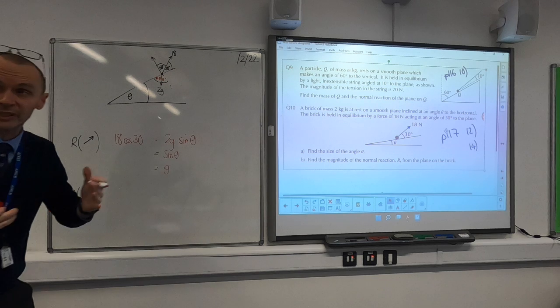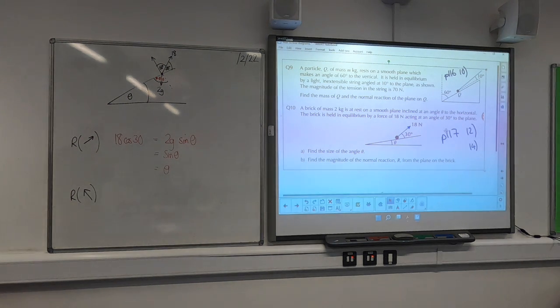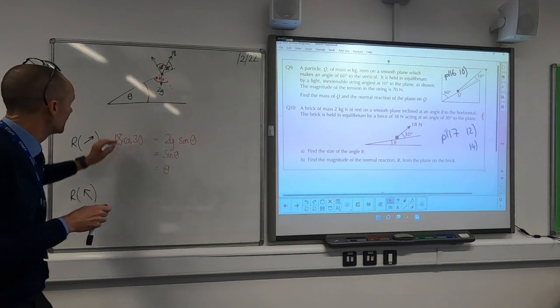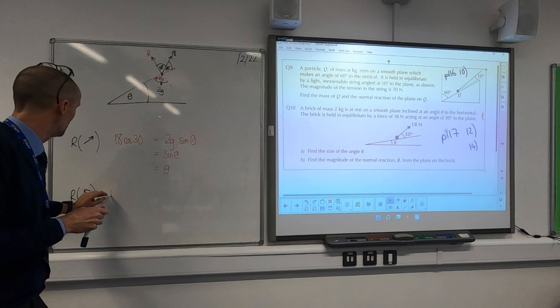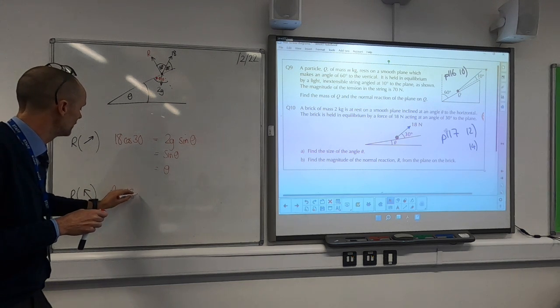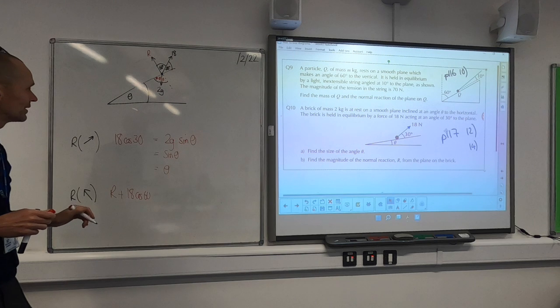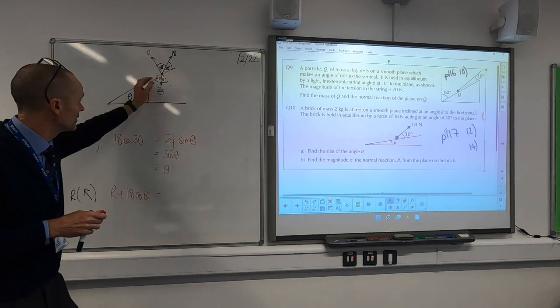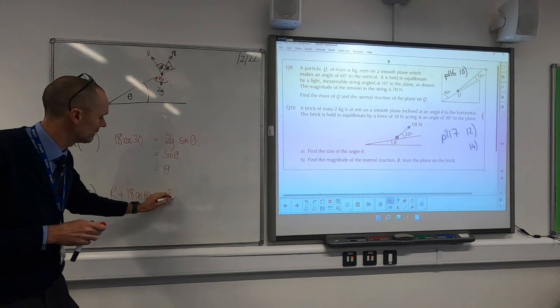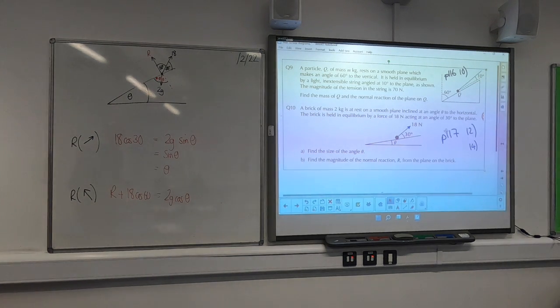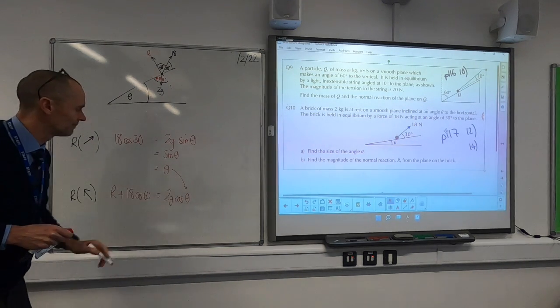And the great news, of course, is that theta is clearly an acute angle, so there's only one solution. I'm not going to work out lots of different solutions. And I'm not going to make the same mistake again. So going up, I've got R plus 18 cos 60. So those are the two forces pulling upwards, and that's the same as 2g at an angle of theta. And we've just worked out theta.